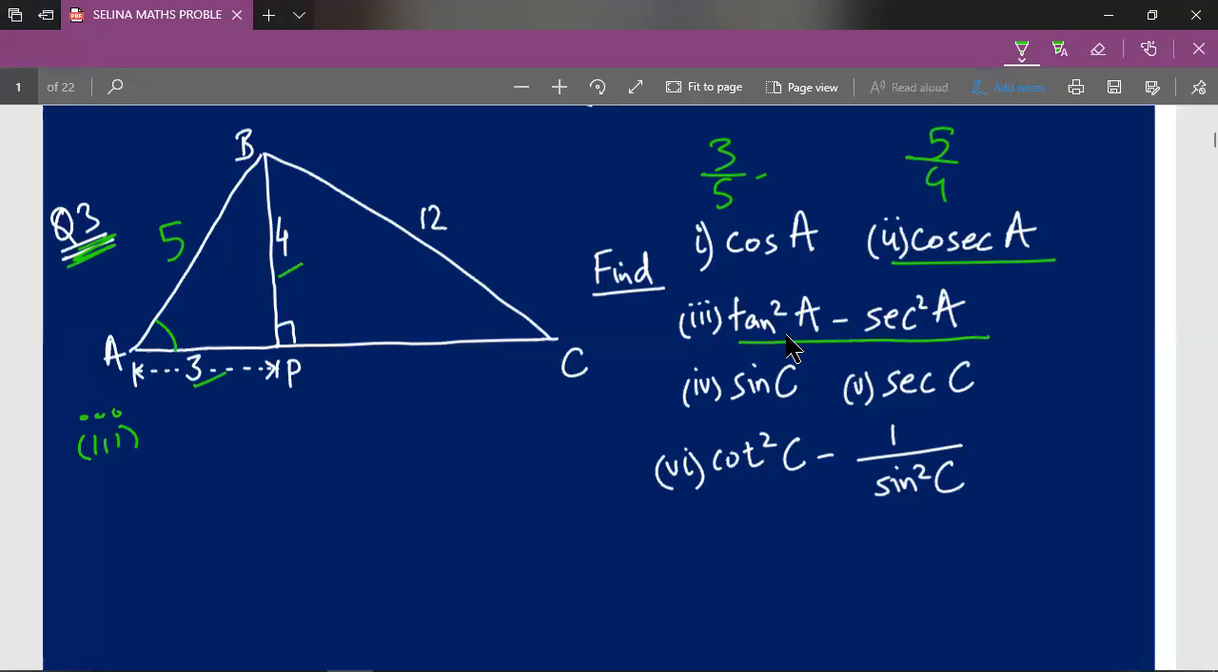So first we'll find tan A. Tan A basically says that A should be to the ground, angle A, and with respect to angle A, tell us tan A. Tan A basically means perpendicular upon base. So this is the perpendicular, this is the base, so that is 4 upon 3. So tan square A basically means 4 upon 3 whole square. No need to write the alphabet. Minus secant square A.